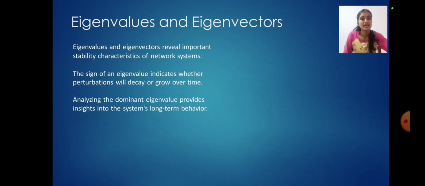Eigenvalues and eigenvectors. Eigenvalues and eigenvectors reveal important stability characteristics of network systems. The sign of the eigenvalue indicates whether perturbations will decay or grow over time. Analyzing the dominant eigenvalue provides insight into the system's long-term behavior.